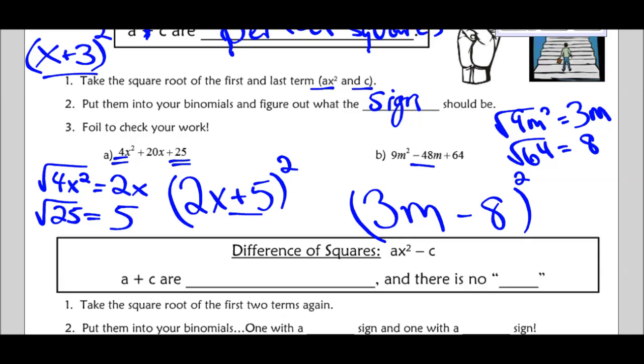Wait, is that the answer? That is the answer. So whatever the sign of the middle is... Okay, gotcha. Okay, now I get it. Cool, yeah.